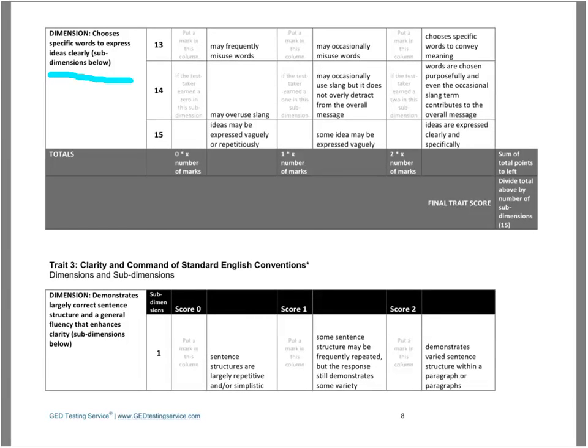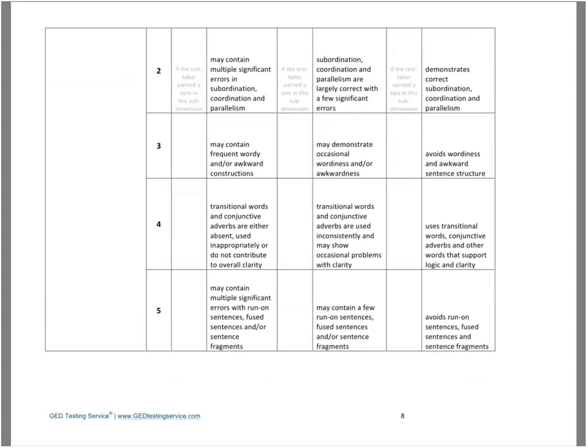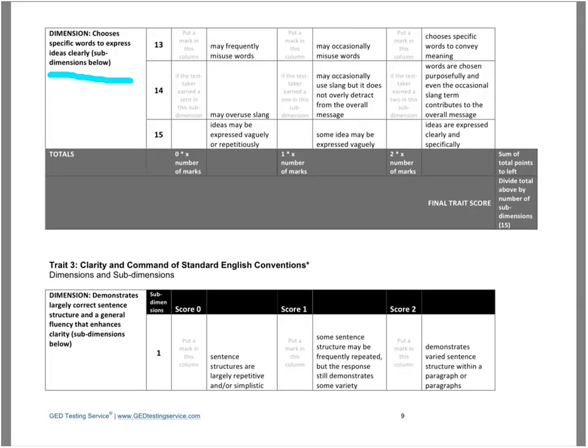And then your final read, and it should be your final read, comes back to trait 3 and looking at it from clarity and command of standard English conventions. You do have to do some math in here because you're going to have to do some multiplication and then you're going to have to divide. So keep that in mind based on the number of subdimensions that are included.